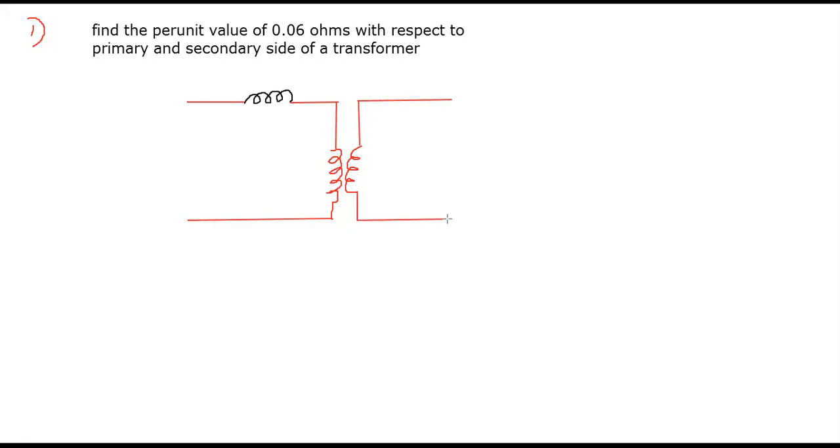So this is the basic problem he has given, and still the problem has not been completed. Now this is basically a transformer. In the primary winding you will have some value that he has given, that is 0.06 ohms. Now 0.06 ohms reactance has been connected in the primary side of the transformer, and you need to determine the per unit value of the same 0.06 ohms with respect to primary side and with respect to secondary side.